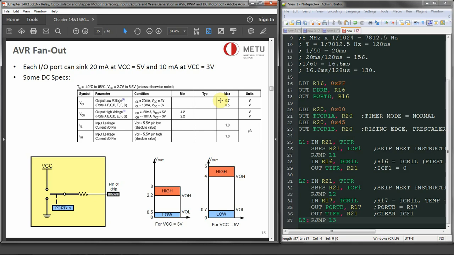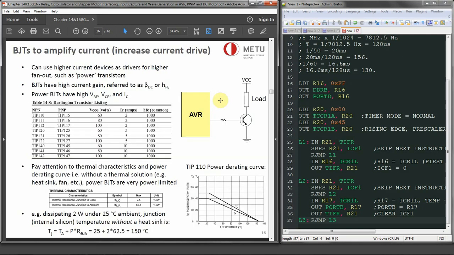But if you are going to drive something larger current-wise from your I/O pins, we need some kind of drivers between the microcontroller and, let's say, the relays or the stepper motors. And there are two types of drivers that we can use over there. The one of them is the bipolar junction transistors, with which we can amplify the current. We can increase the current with the bipolar transistors, but the problem is their thermal characteristics. So without a thermal solution, like a heatsink or a fan, the power bipolar transistors are very power limited.